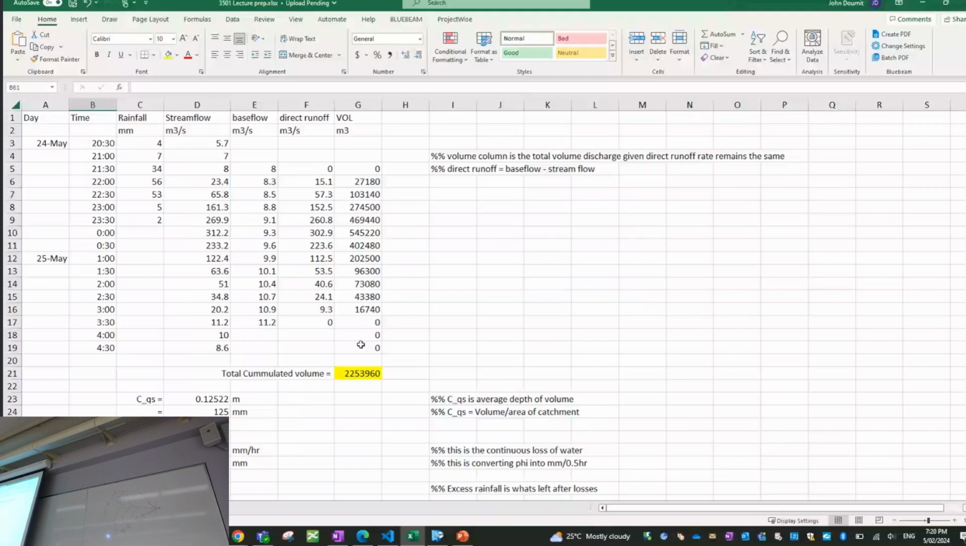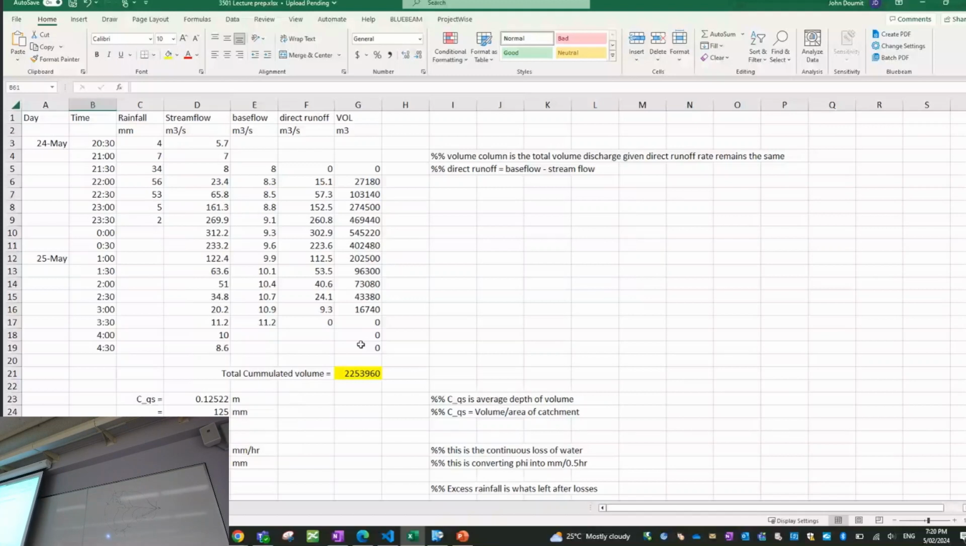And when is our peak? It's at the end of the storm, right? Because no more water is falling into the catchment, and no more water is draining from the catchment anymore. Obviously, it gradually decreases because it takes a while for the water to seep through the soil and the leaves and all that. But that's basically what's happening here.